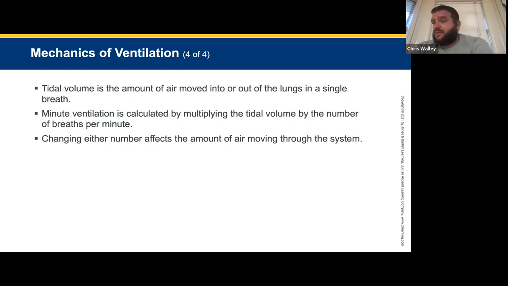The average tidal volume for an individual is about 500 milliliters, and your IV bags are 1,000 mL.